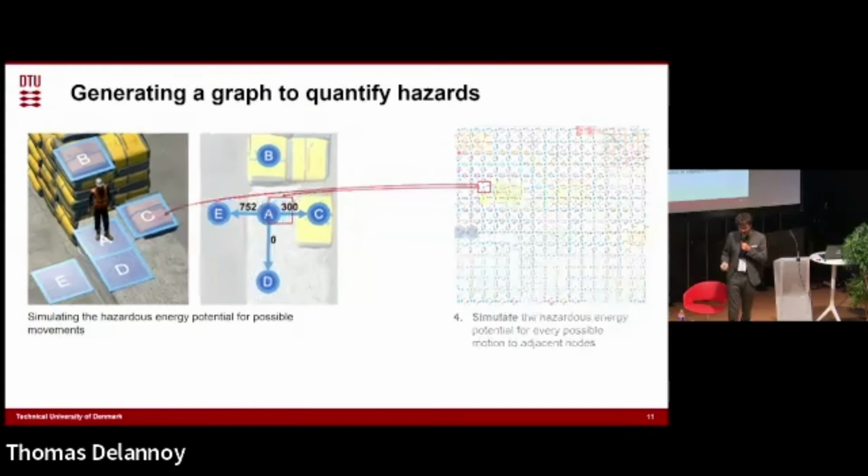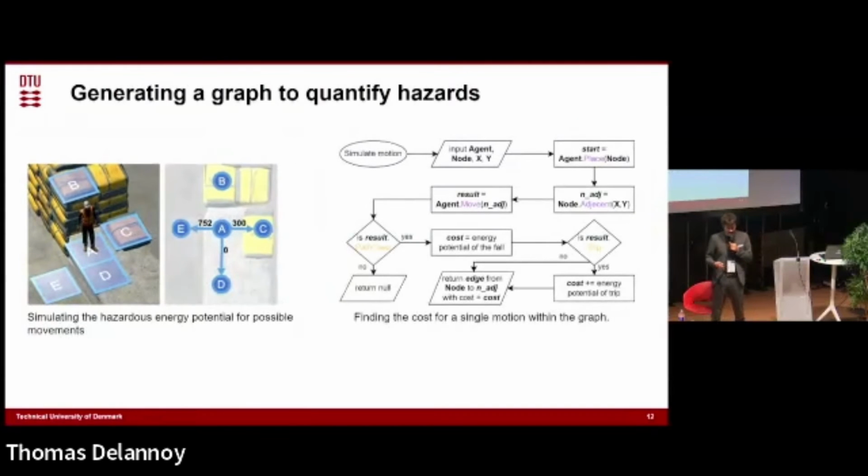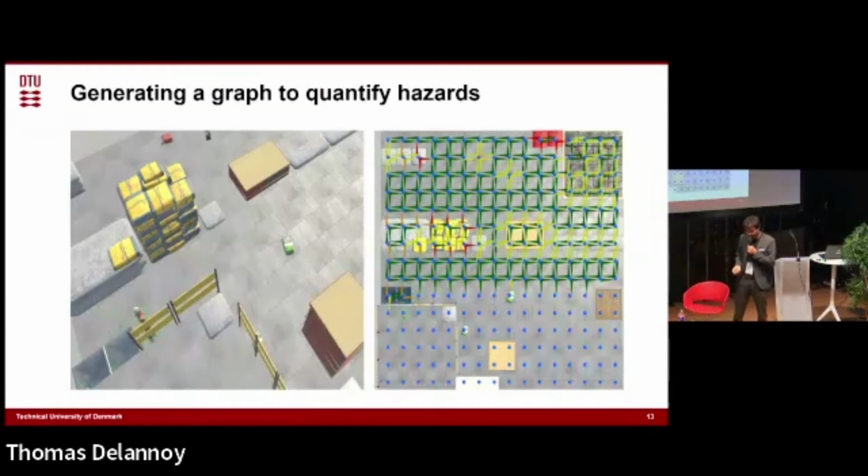We then run the same in the simulation in Unity for all the knots. In this flow chart, you can see what I just described in words, how it's finding if there are any hazards on the way when they move from one field to the other. And I show here a quick animation of how this then looks.